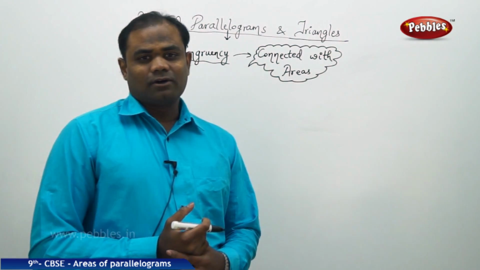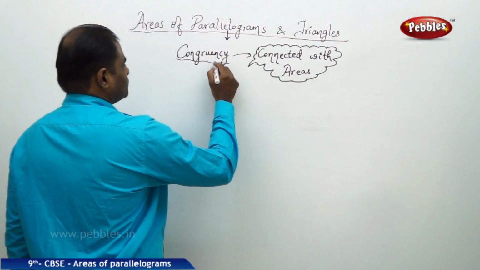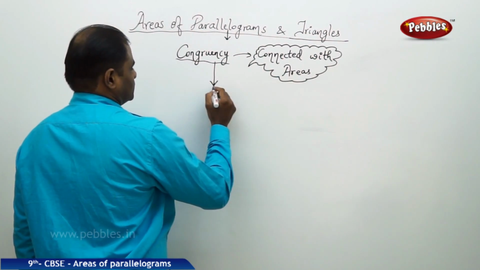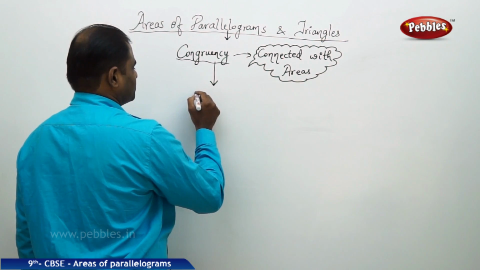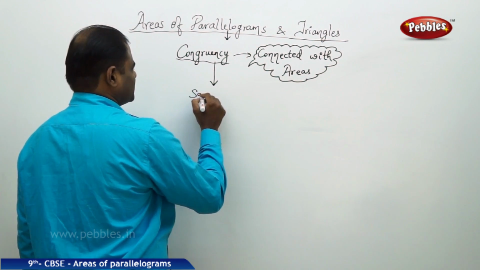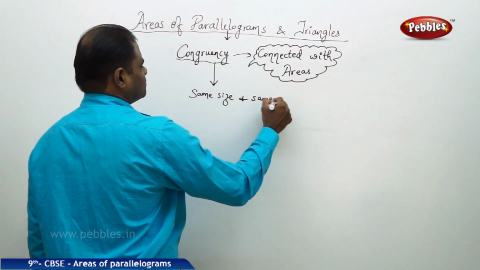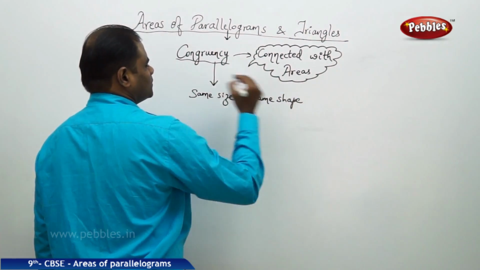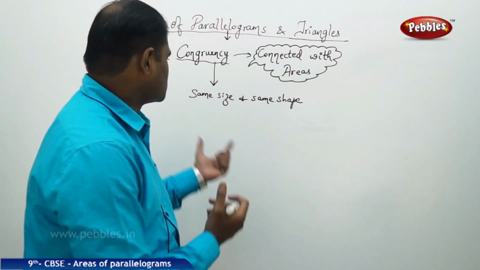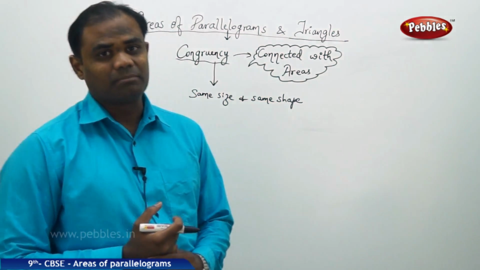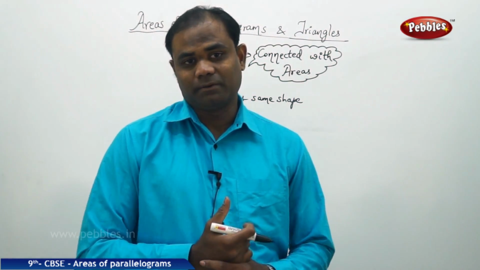Now that we have defined congruency, let's recall the definition. Congruency is connected with same size and same shape. Now it is generally assumed that if two objects or two figures are of same size and same shape, mathematically it is proved that they must be of the same area.